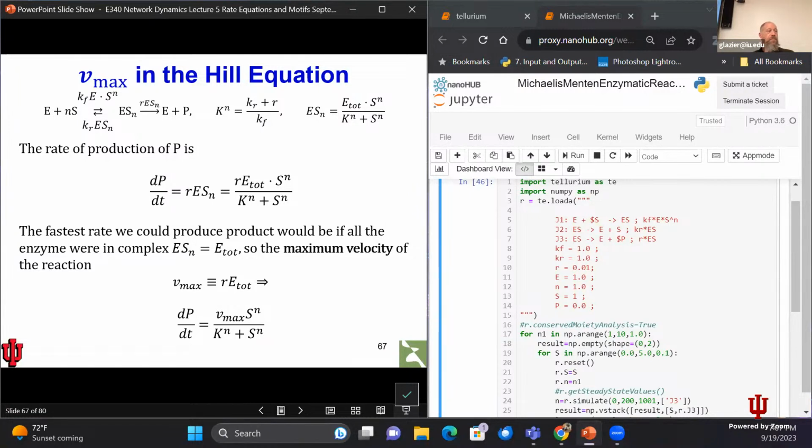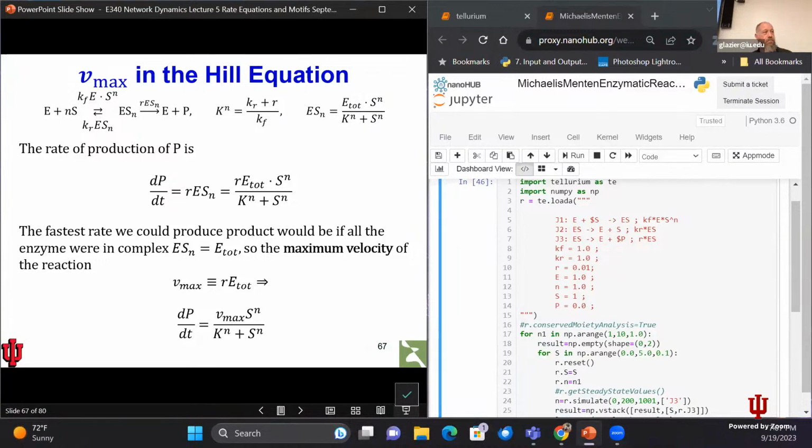Okay. And as before, I define the maximum velocity as r times e total. And I'm left with the rate of production is V max, s to the n over k to the n plus s to the n. And that's the Hill function.